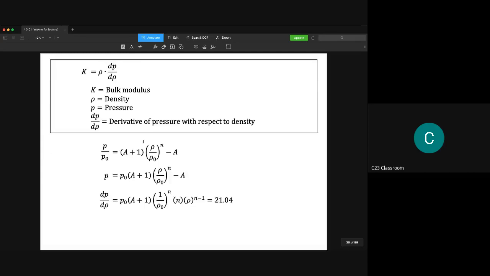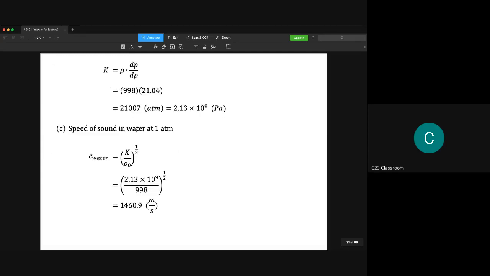And then we go for the speed of sound in water at 1 atm. This is the equation, which we can get from the textbooks. C is the speed of sound for water, equal to the square root of the bulk modulus over rho naught. We substitute with the values that we got, and then we get that the speed of sound in water is 1460.9 meters per second.